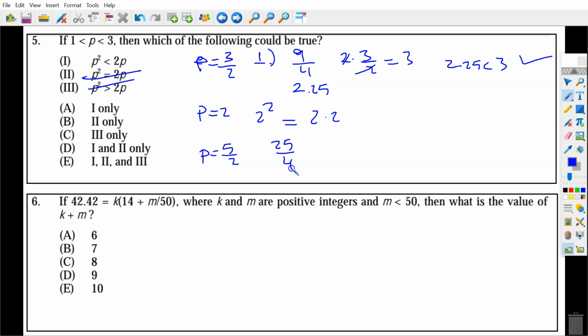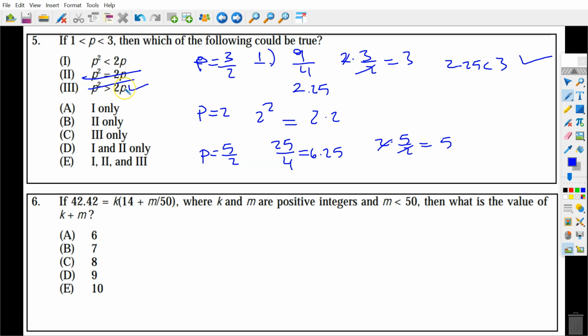That'll be 25 over 4, and that's going to be equal to 6.25. And then let's try to figure out 2p, which is 2 times 5 over 2, which is 5. So it turns out that 6.25, which is p squared, is greater than 2p. Okay, it's going to satisfy only the third condition.